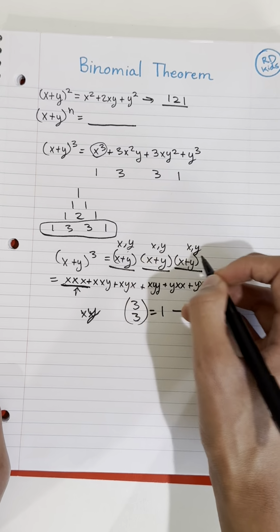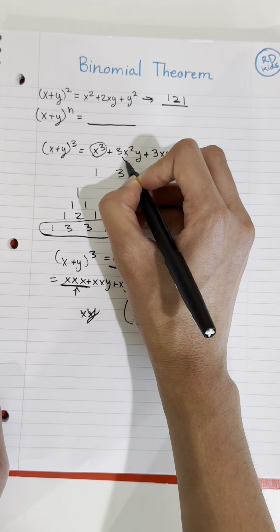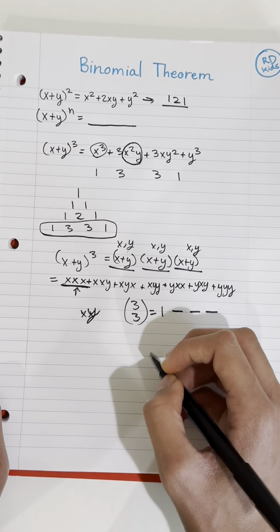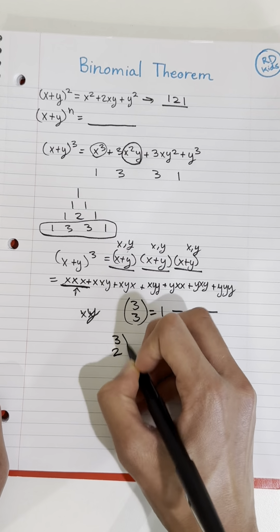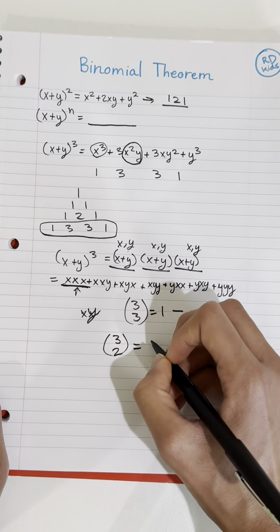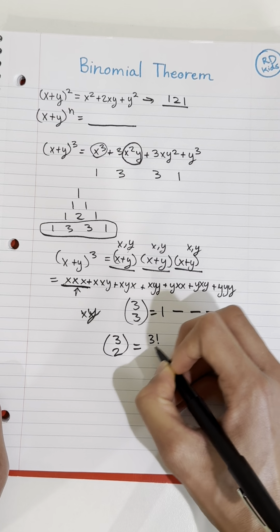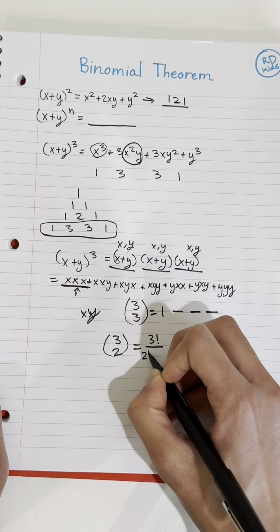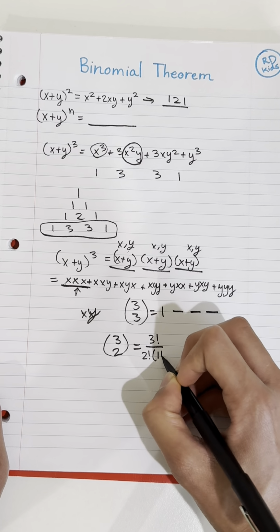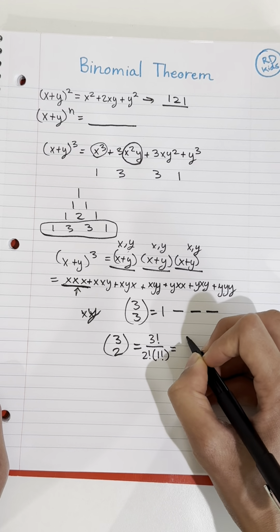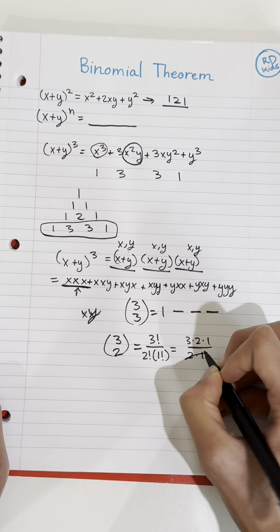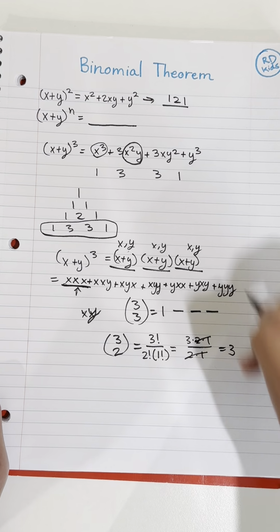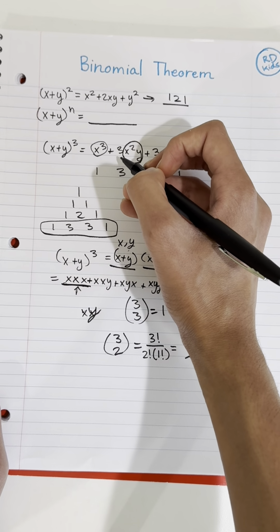Now, what if we try to find the coefficient for the term x²y? Now we have 3 slots, and we want to choose 2 x's, which is equal to 3! over 2! times 1!. And this is equivalent to (3 × 2 × 1) over (2 × 1), which is equal to 3. And yeah, that's the coefficient over here.